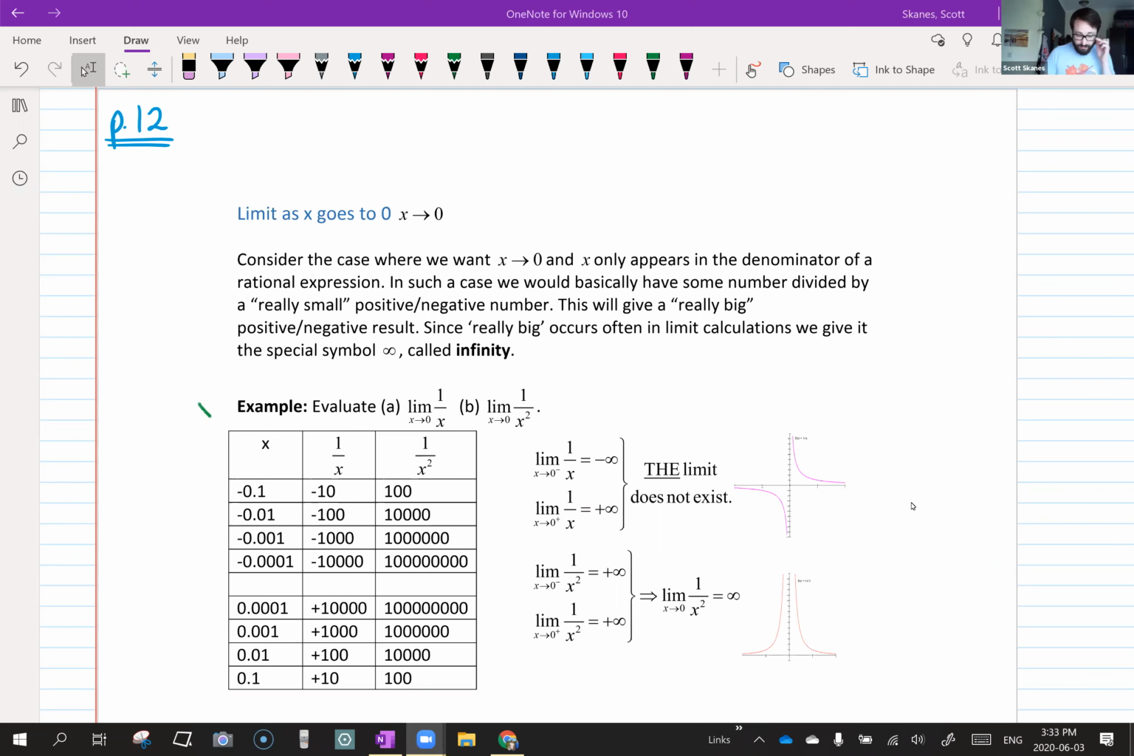I want to finish off limits, and the very first thing we're going to do is to discuss the limit as x goes to 0. So yesterday what we did is we talked about the limits as we reach a certain x value. So what that means is, for example, if we had a function, could be any function, I don't really need to draw a picture.